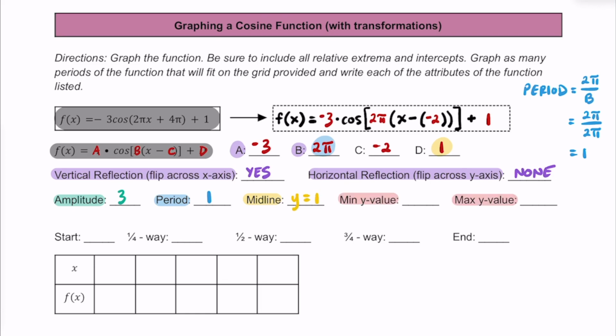Now to figure out the minimum and maximum y values, for a minimum y value, 1 minus 3 is going to be -2. That's the lowest our function will go. And then 1 plus 3 is 4, or +4.